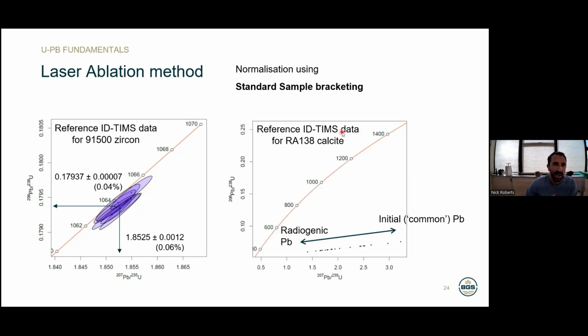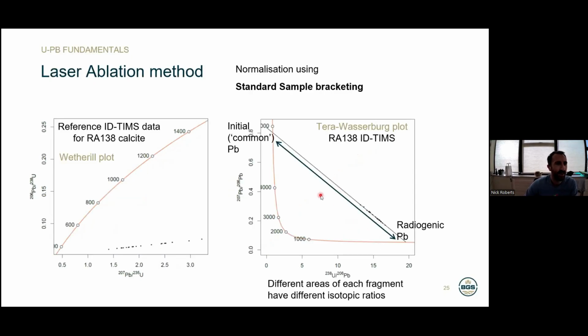But if we look at how a carbonate standard looks in the same space, on the Wetherill quality plot, these are our data points, literally down here. They don't fall in one place. We can see a line. And that's how carbonates tend to behave. We get a line because they're a mixture of radiogenic lead, that's the lead that we get from the uranium, and the initial lead, that's the lead that was there when the mineral formed. It's quite hard to see this line on this isotope diagram.